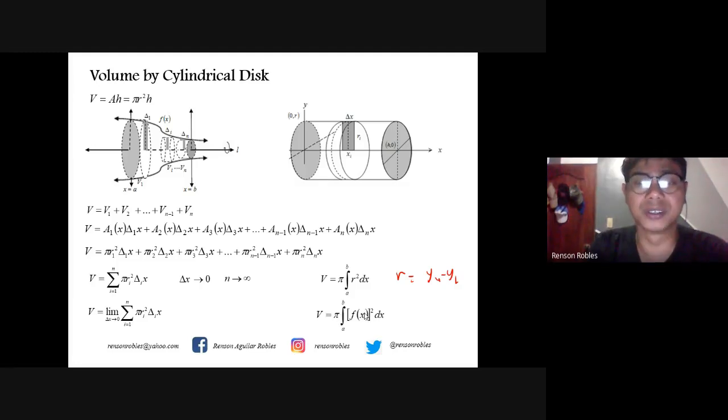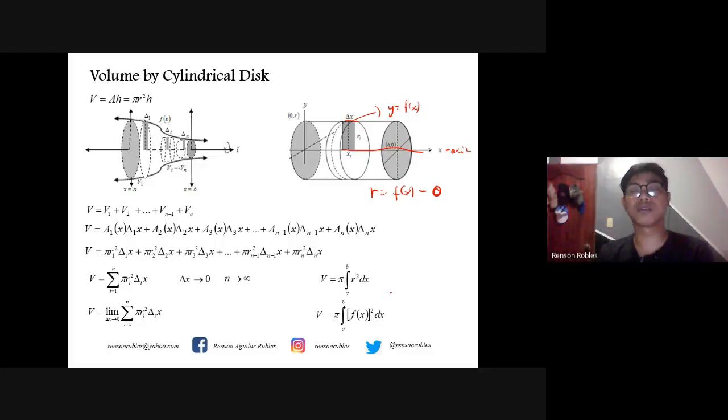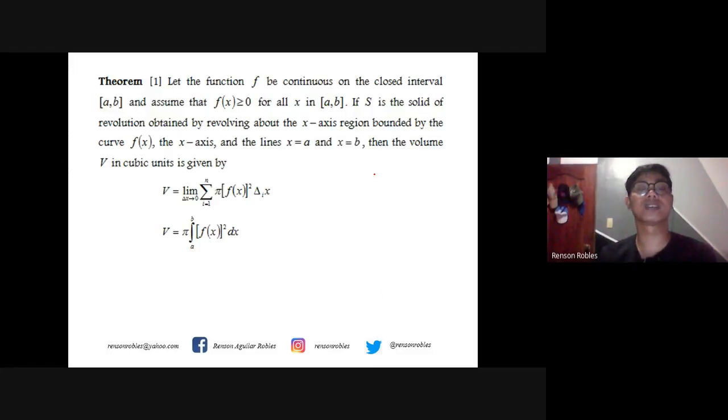Okay, and this is what will happen whenever the axis of revolution is the x-axis. No, because when this is the x-axis, this is a function y equals f of x. So when you draw your r, it's y upper, that's the function f of x, minus y lower, that's the x-axis, and that is the line 0. So you have f of x minus 0, and therefore that will become f of x squared dx when the axis of revolution is the x-axis. Okay, and this is the theorem.